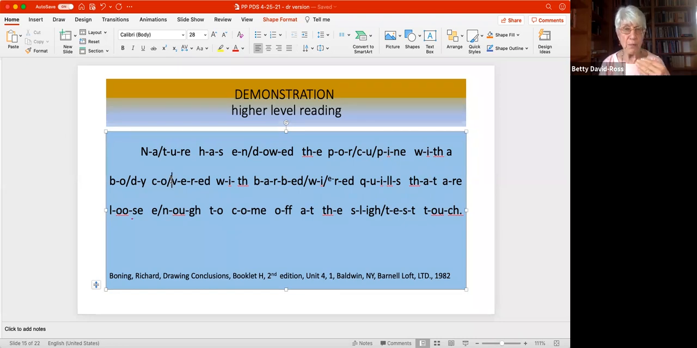If your student has basic problems with word recognition, do it by sound. The separation between cover and ED, that's a morphological division, and it has to do with word meaning, not with sound. So with this level, I would definitely stick with sound.